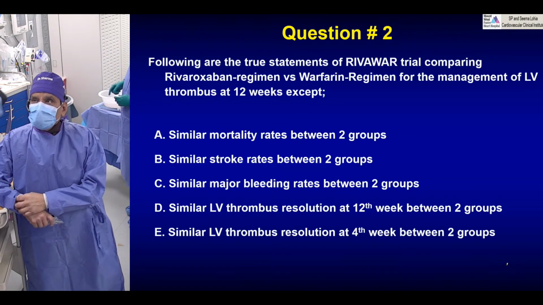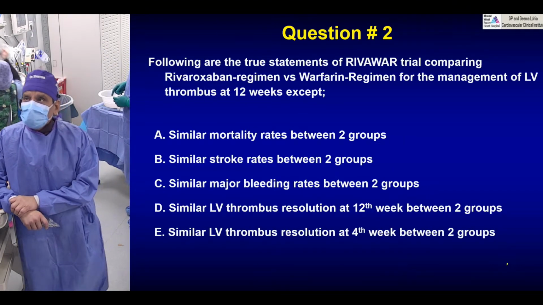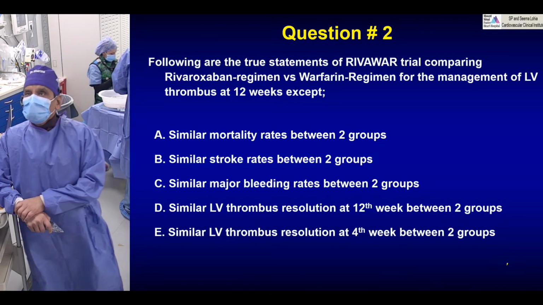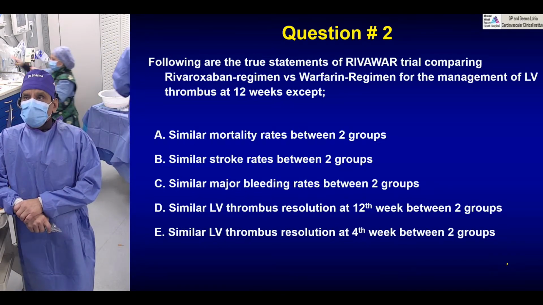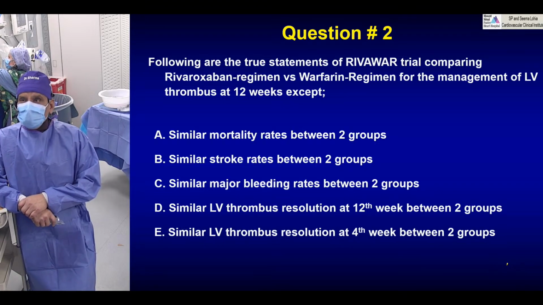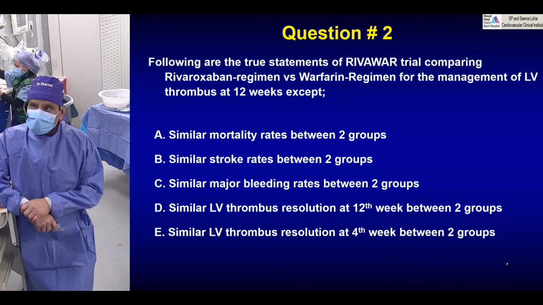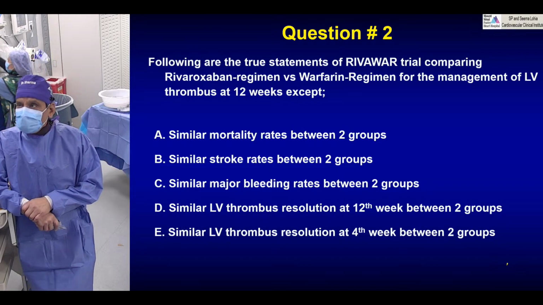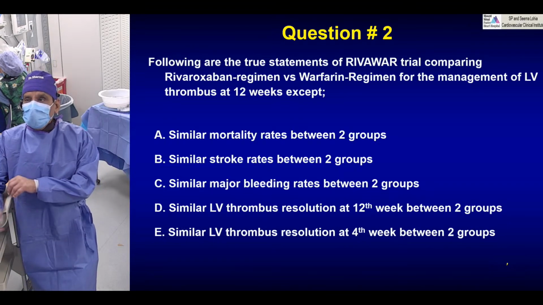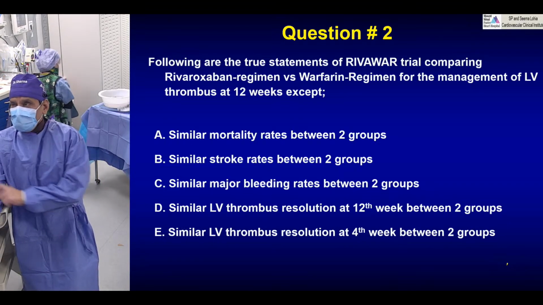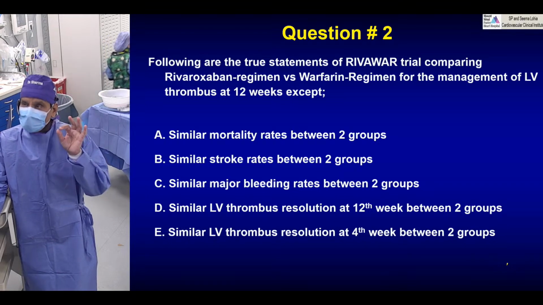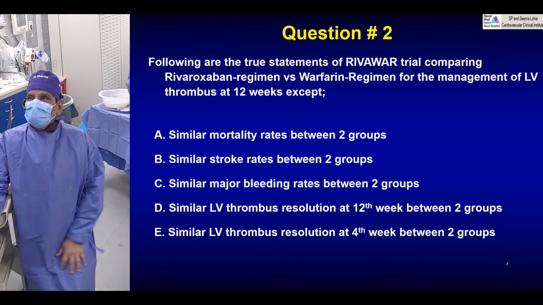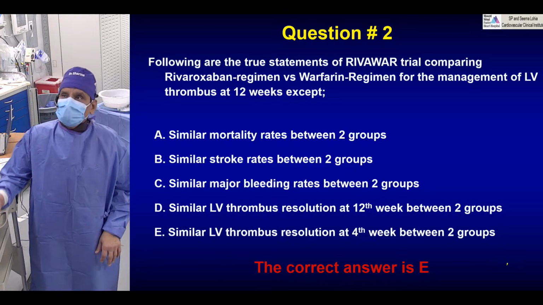Second, the trial comparing warfarin versus rivaroxaban regimen showed, at a 12-week trial, similar mortality rate between 2 groups, similar stroke rates between 2 groups, similar major bleeding rates between 2 groups, similar LV thrombus resolution at 12th week between 2 groups, and similar LV thrombus resolution at 4th week between 2 groups. Remember I said the 4th week resolution was faster with the rivaroxaban group compared to the warfarin group. So that's the wrong answer.